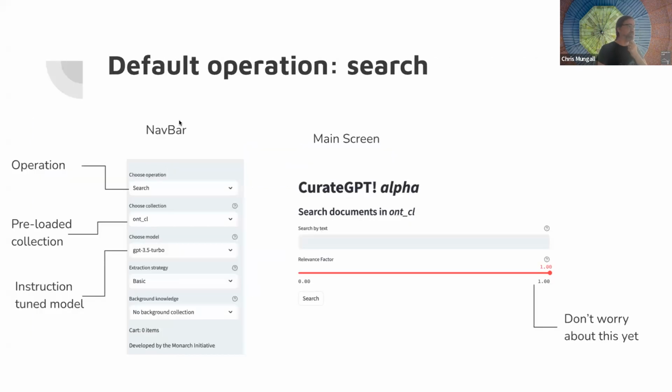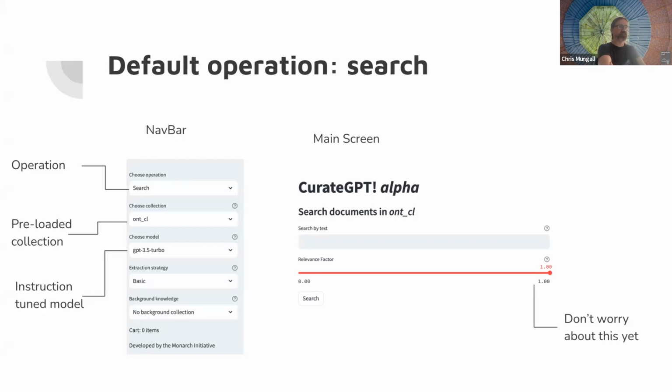sorry, let me get back to that screen. You can select which of the collections that you've preloaded on the command line you want to load, and then you select which of the instruction-tuned large language models you want to use, such as GPT 3.5 Turbo or GPT-4. We're just about to add some of the newer ones in there.